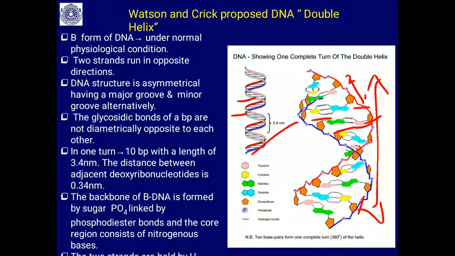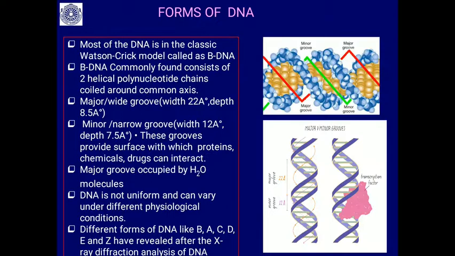The backbone of this B DNA is the sugar and phosphate, linked by phosphodiester bonds, and the core region has the base pairs, the nitrogenous bases. This is the B form that Watson and Crick proposed, the double helical model. Most of the DNA is the classic Watson and Crick model, and it is called B DNA. B DNA commonly found consists of two helical polynucleotide chains which run in an antiparallel fashion.